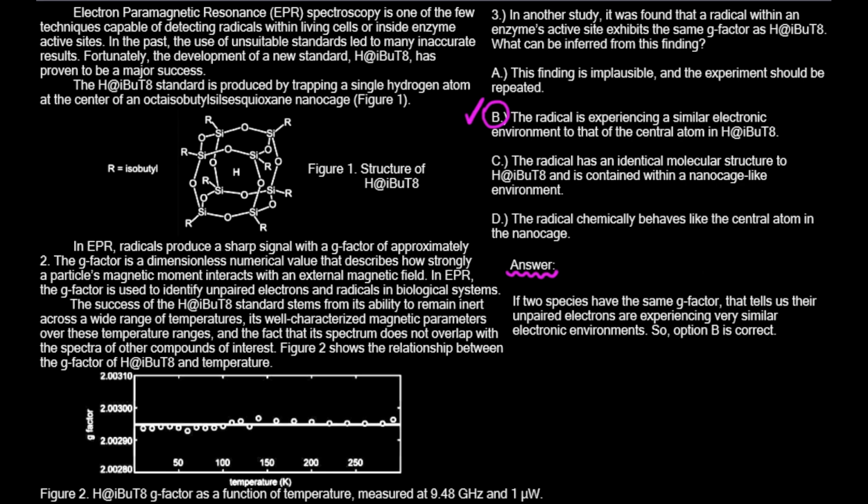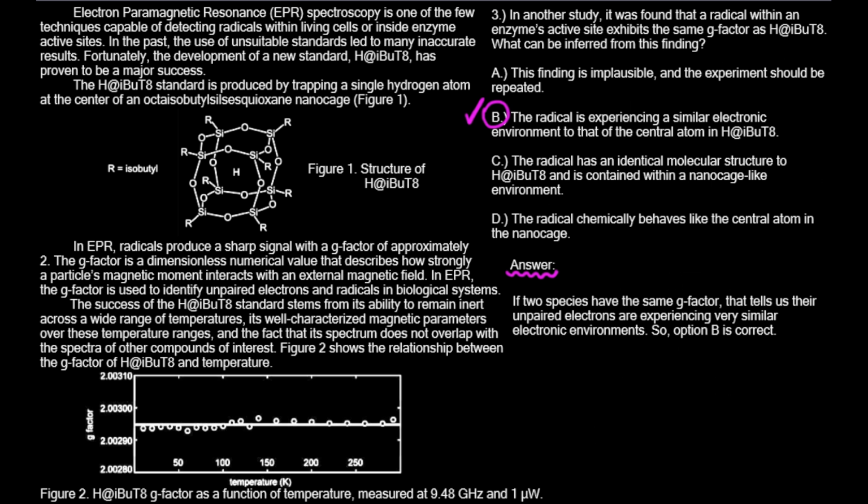We are told in the question stem that a radical inside an enzyme's active site shows the same G factor as the standard. The key thing to remember is that in EPR spectroscopy, the G factor reflects the electronic and magnetic environment of an unpaired electron. So if two species have the same G factor, that tells us their unpaired electrons are experiencing very similar electronic environments, not that they have the same structure or chemistry.